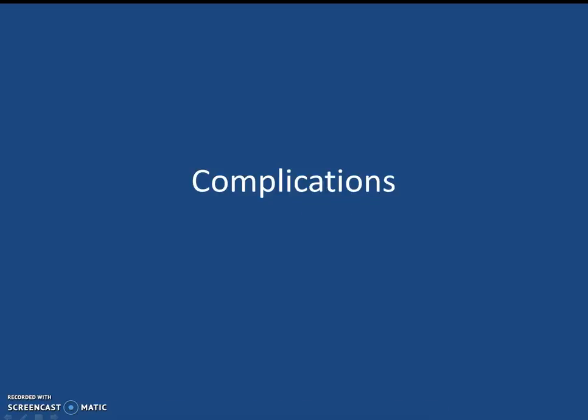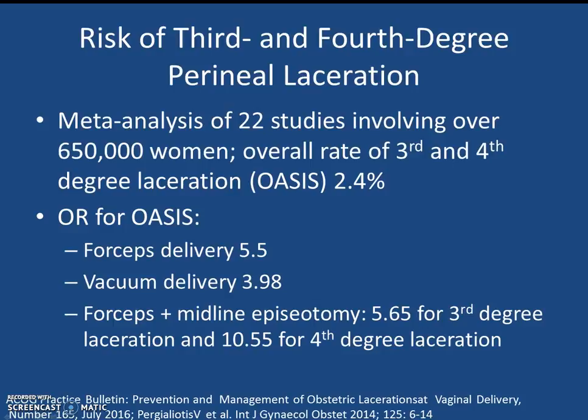So with any type of obstetrical operation, there are risk complications, both maternal as well as fetal. The major risk from a maternal standpoint is third and fourth degree perineal lacerations, also known as OASIS type lacerations. And this is a meta-analysis of 22 studies involving over 650,000 women, where the overall rate of third and fourth degree lacerations, or OASIS type tears, was 2.4%. However, there are a number of risk factors which increase the odds ratio. In other words, increase the risk by X amount.